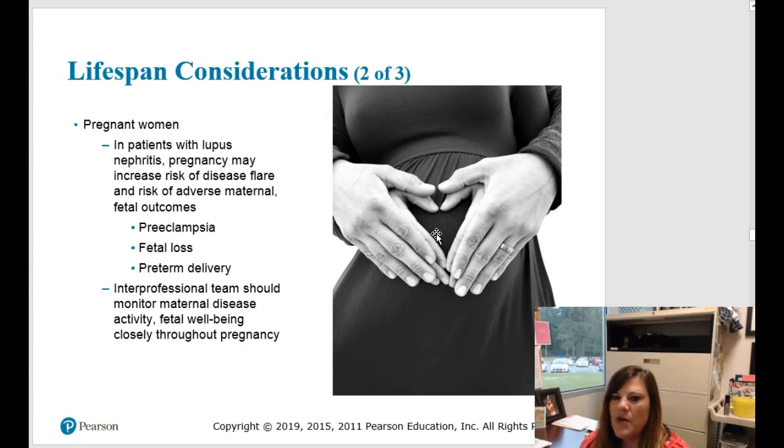But in pregnant women, especially with lupus nephritis, pregnancy may increase the risk of a flare-up, and also more risk to the pregnancy with preeclampsia, perhaps fetal loss, and preterm delivery. So we have to keep a good eye on pregnant people who have it. And we're going to really just make sure the whole team is looking out for the baby and the mama.